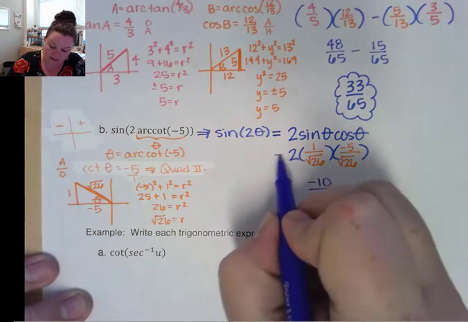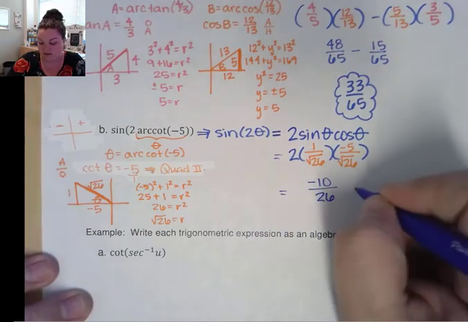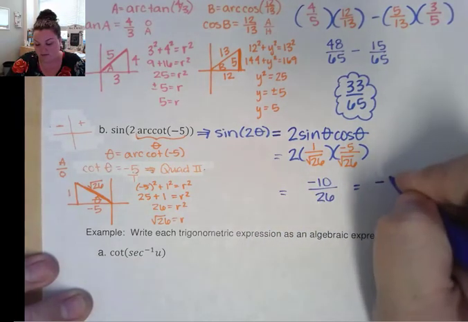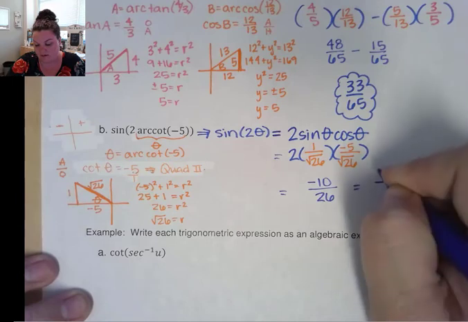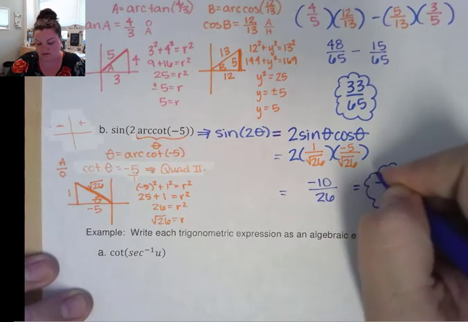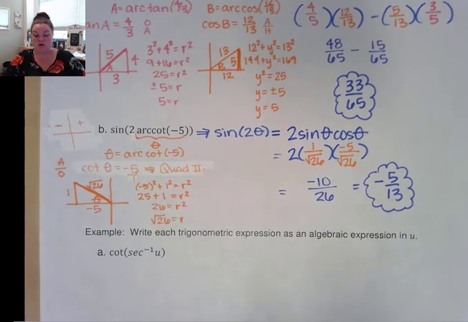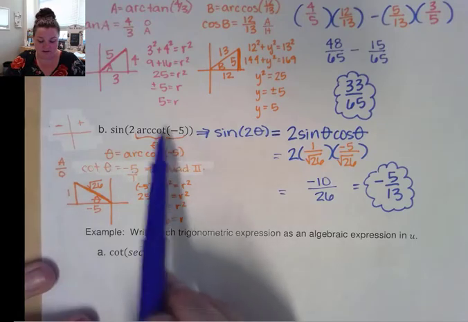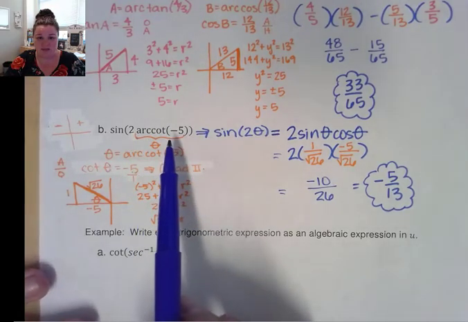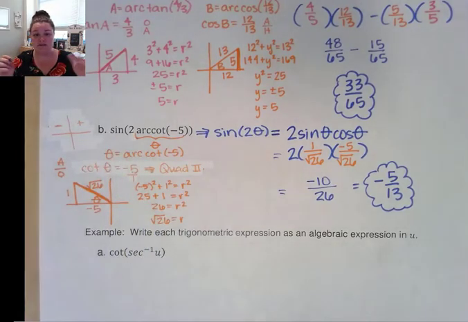And then we can go ahead and reduce that. That reduces to -5 over 13. And that's my final answer. Okay, all right. So hopefully we're okay on figuring out everything we need to know about the angle so that we can then simplify the outer piece of it.